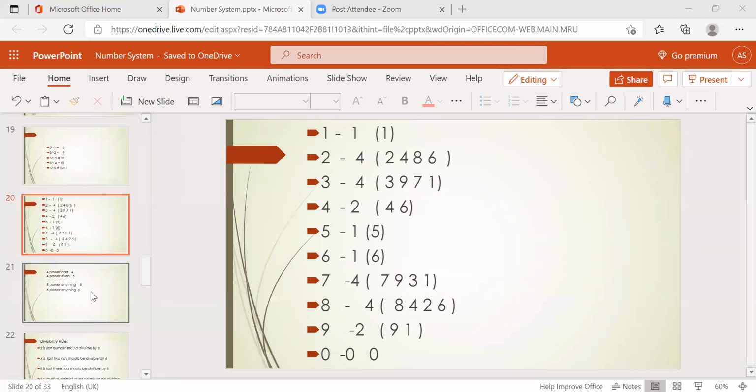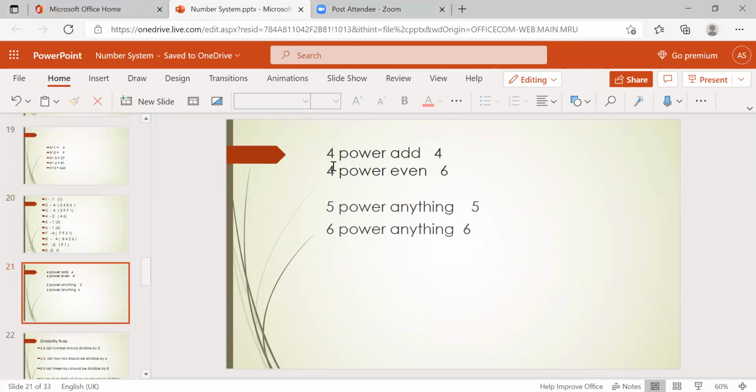Okay, some tips here. Suppose 4 power odd, whatever the number. Suppose 4 power odd number is there, like 31. It is an odd number, right? The resultant unit digit will be 4 only.